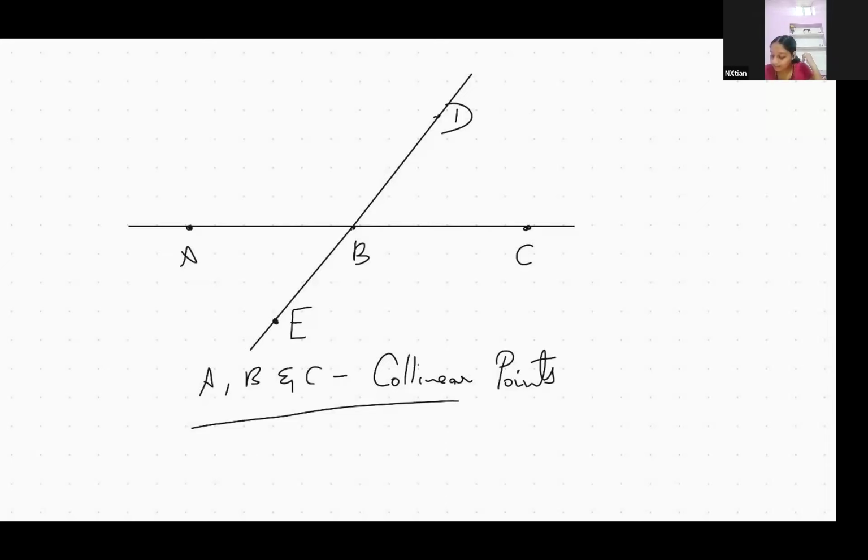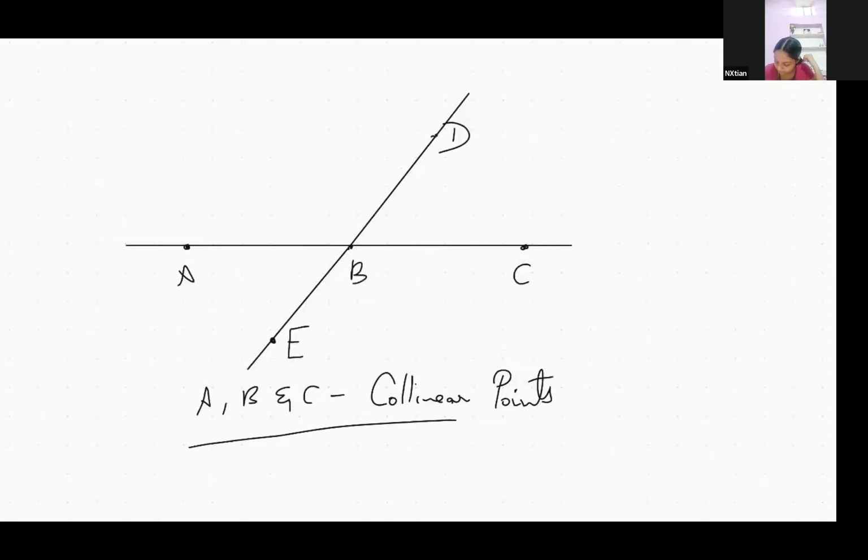Now I have E, D, and T, which are on the same line. So they are also collinear points now.